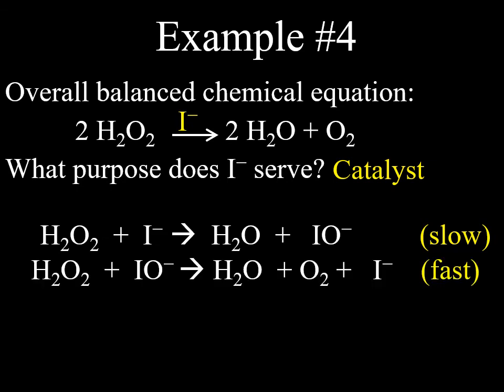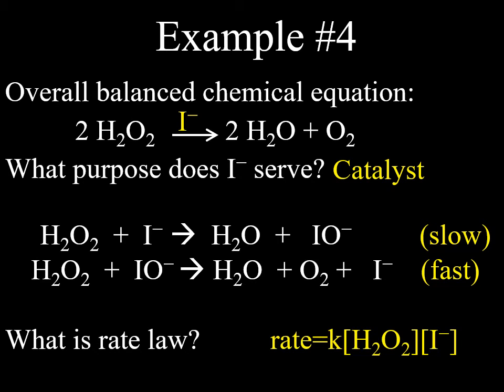So here are 2 steps of a mechanism. I'm telling you which one's slow, which one's fast. Again, I ask you what the rate law is. You should be getting good at this because it's super easy. So for the slow reaction, I take the 2 reactants. They're both 1 mole each, so the stoichiometric coefficients become the order of the reaction.